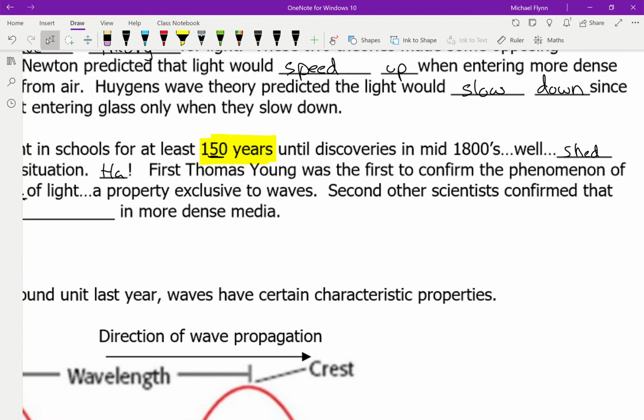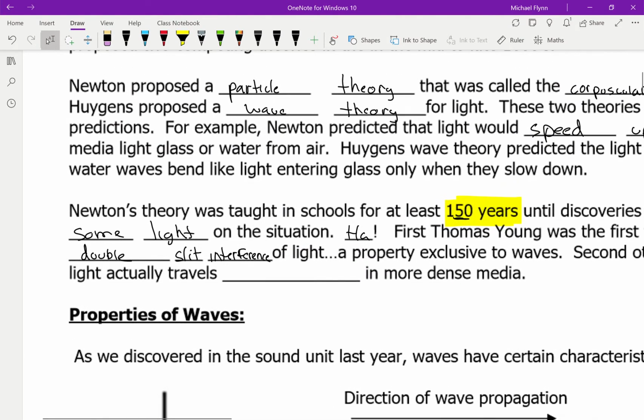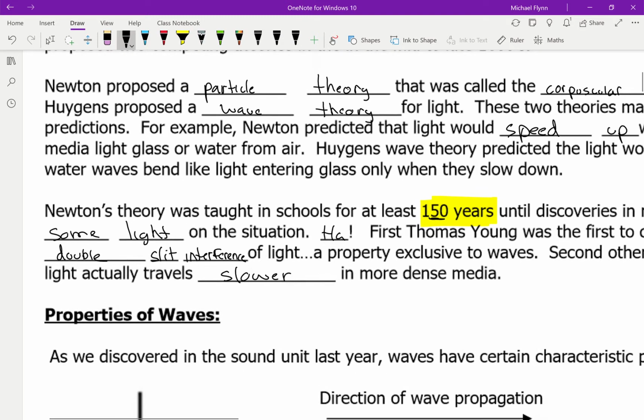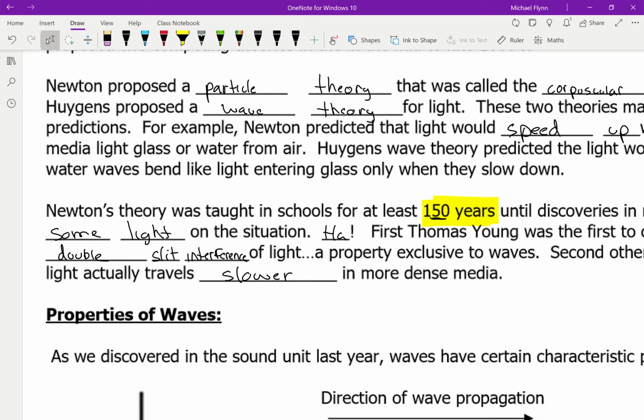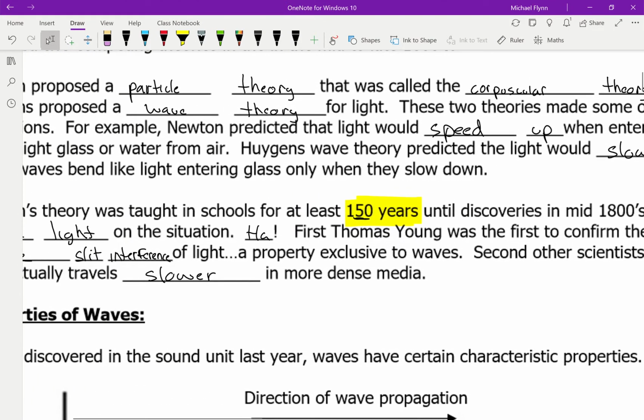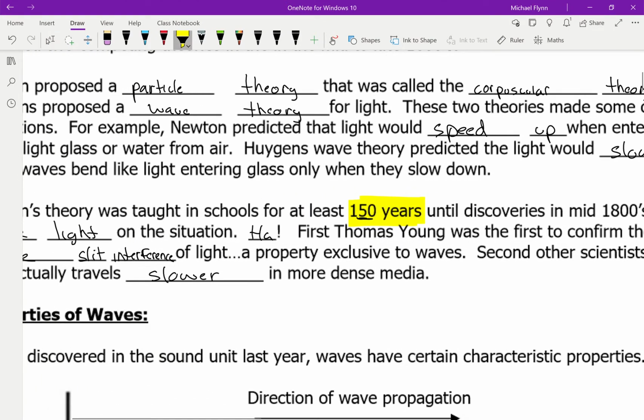Anyway, second, other scientists confirmed that light actually travels slower in the more dense media. And so Huygens was right. Only waves can have interference. Remember we talked about nodes and antinodes? You can't have a beam of particles and that beam shows interference. It doesn't make sense. There has to be waves to have interference. You have to have crests and troughs, or compressions and rarefactions, or whatever kind of wave it is.